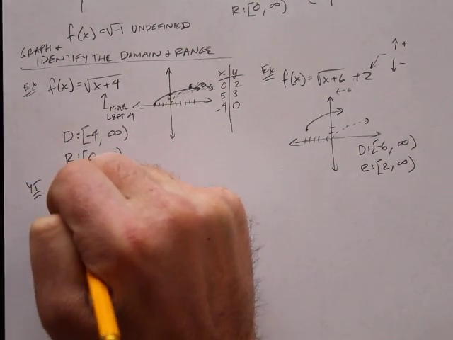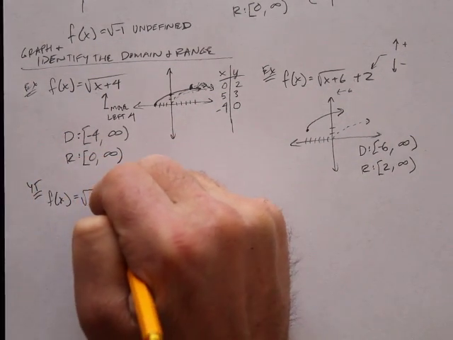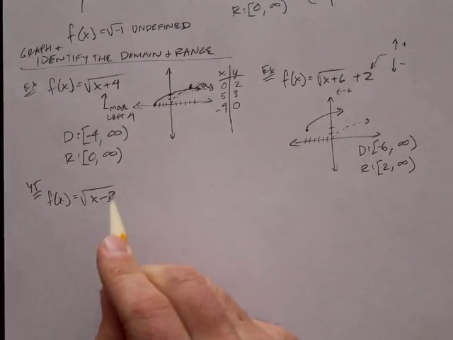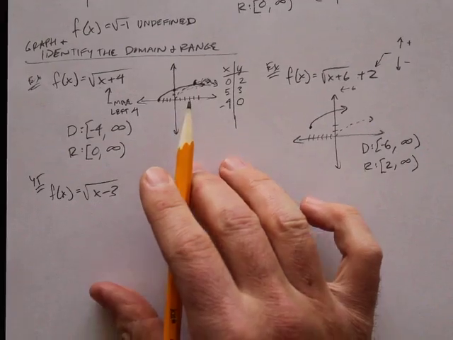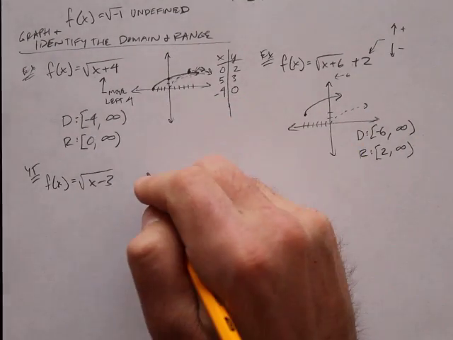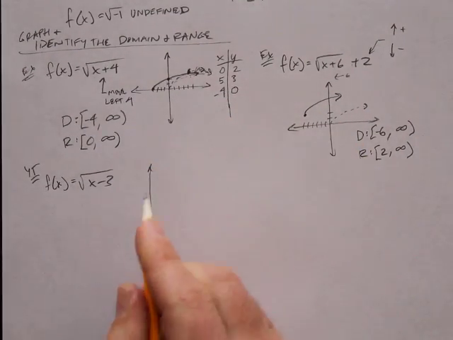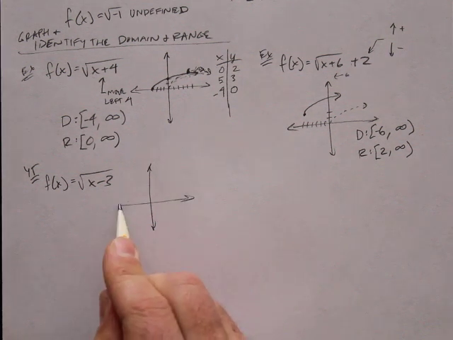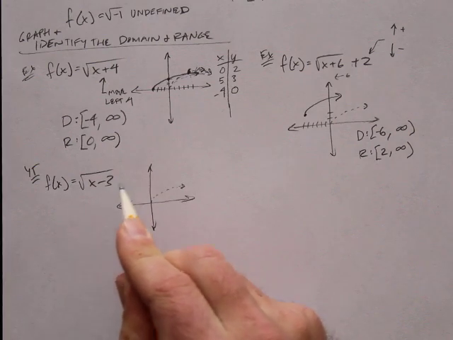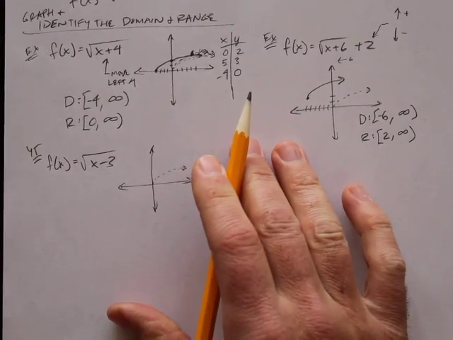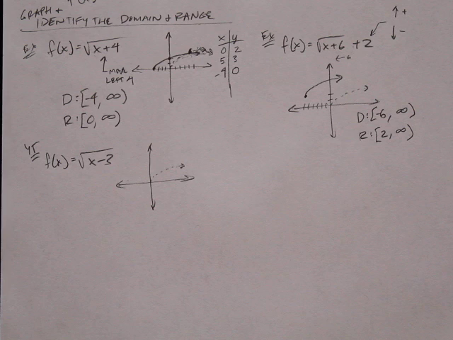F of x equals the square root of x minus 3. Notice this is -3, the other ones were plus 6, plus 4. So this one is -3. I'm going to get you started, and then you're going to do the rest. Start like this, and here's your parent graph. Now decide what to do with this and graph it. Okay, pause and graph this guy, and do the domain and range.